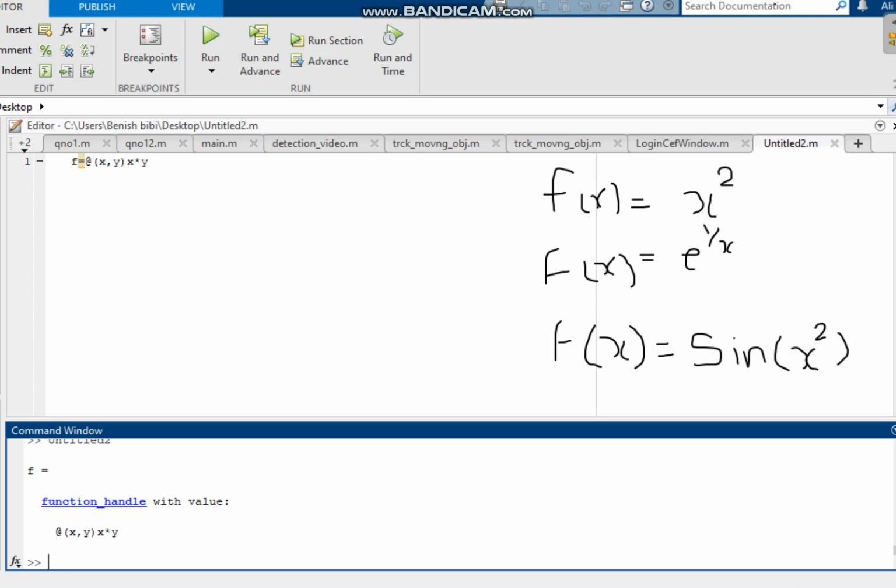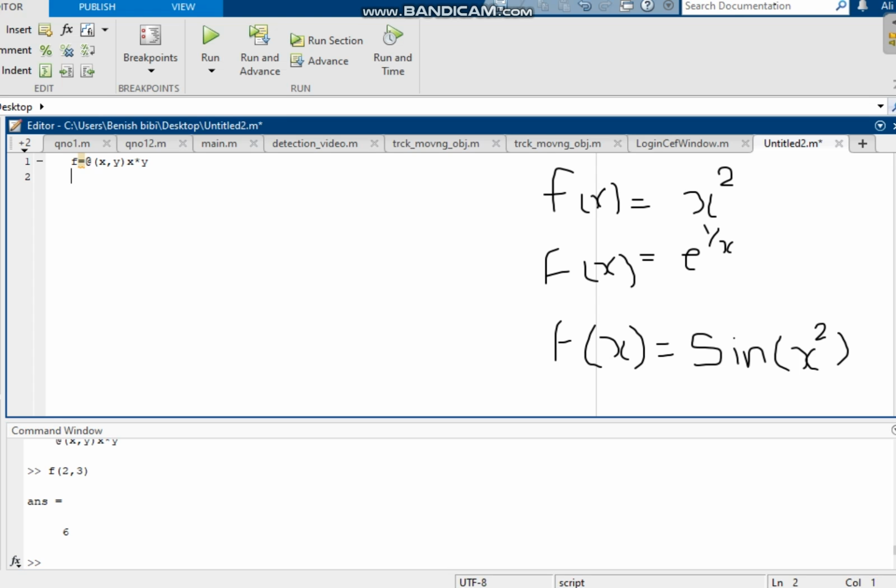Now how to call it in the Matlab command window? We have to give the value for x as 2 and for y as 3. Now run this and get the result. You can calculate it manually and you will get the same result. This is how we can solve a function in Matlab and how to call it in the command window. Hope you got it.